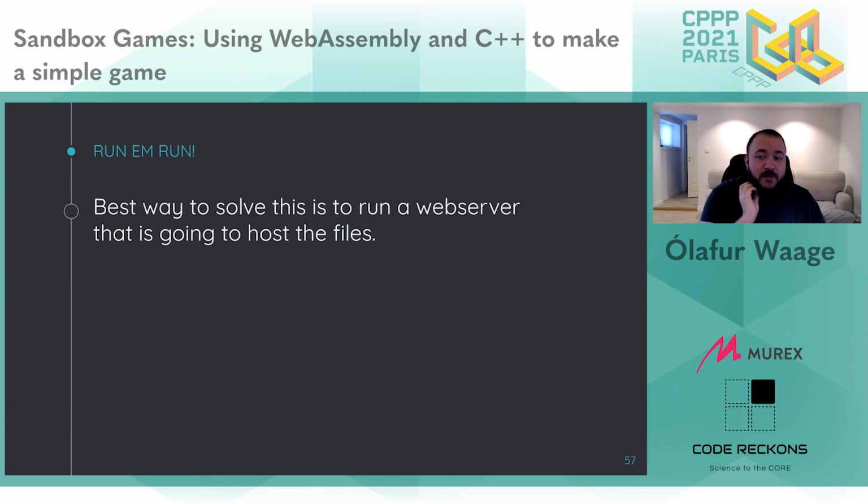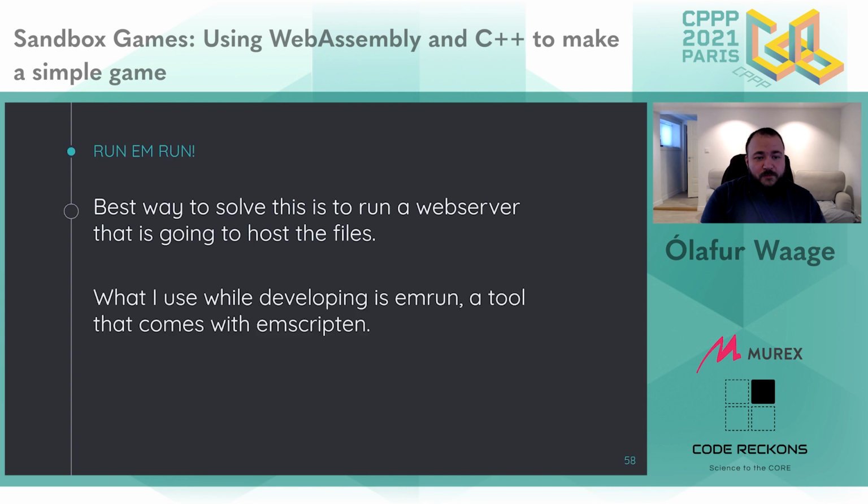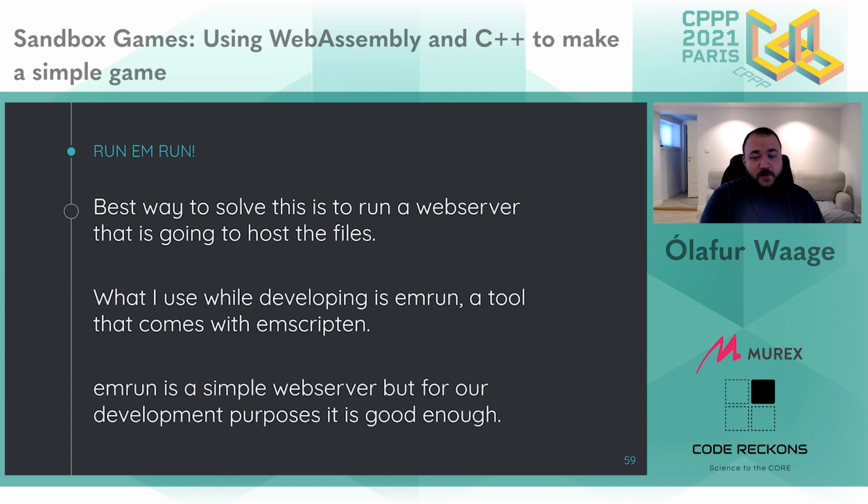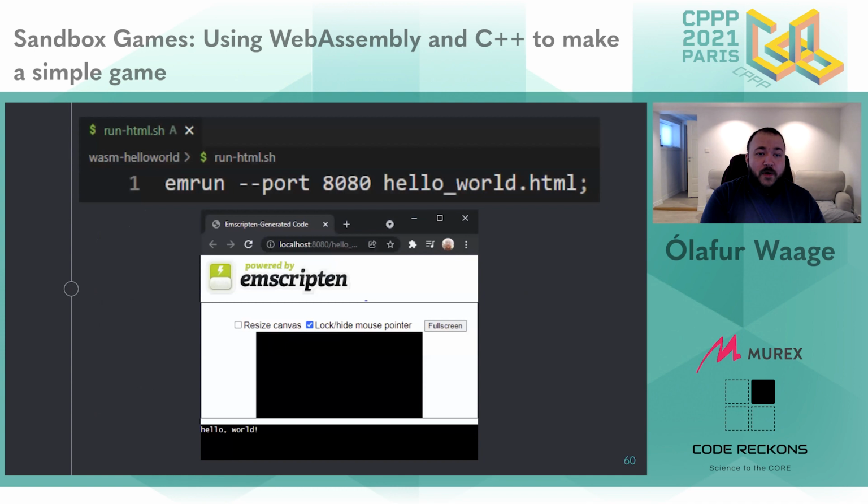So the best way to solve this is to run a web server that's going to host the files. What I use, so Emscripten has a thing called emrun. There's a tool that comes with Emscripten. It's a simple web server. I wouldn't use it for anything else but for development. But for development, it's pretty good. So when I run emrun on port 8080 and I run it on the hello world HTML file, I'll get this nice little output. So I'll get a canvas, and we'll see why there's a canvas there to draw things into. But I also have a text output, hello world. So great, we're happy. We have a hello world.